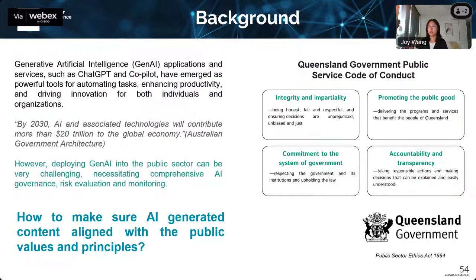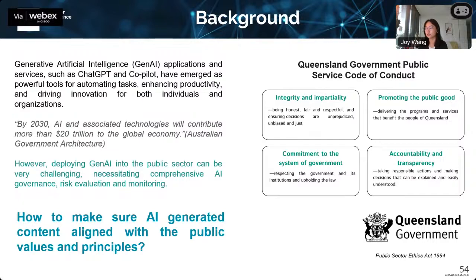Generative AI applications have been very useful, powerful tools for automating tasks, enhancing productivity and driving innovation, not only for individuals, but for many organizations. By 2030, AI and associated technology will contribute more than 20 trillion to the global economy, based on statistics from the Australian government architecture. So AI has great potential to bring benefit to organizations, but deploying Gen AI-based applications in the public sector can be very challenging, necessitating comprehensive AI governance, risk evaluation, and monitoring.